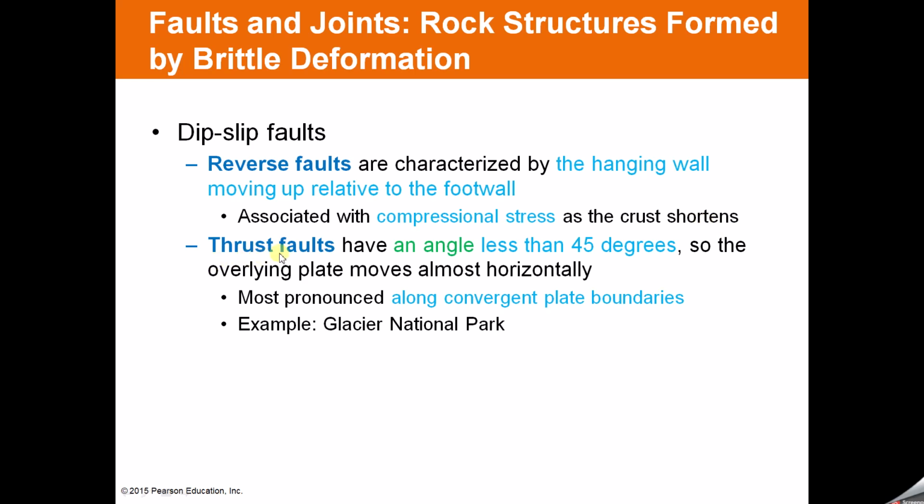And we have another term, thrust fault, have an angle less than 45 degrees. So the overlaying plate moves almost horizontally. So thrust fault is just a reverse fault with an angle of less than 45 degrees. Okay, most pronounced, these reverse faults, most pronounced along convergent plate boundaries, like Glacier National Park. So they happen along convergent boundaries because you need compressional forces.